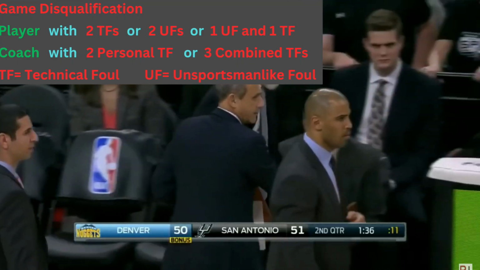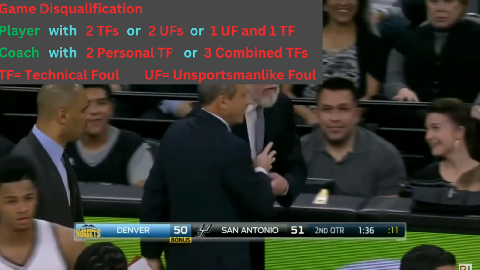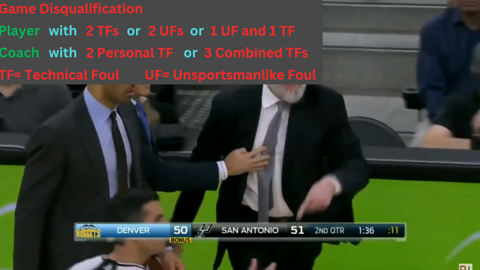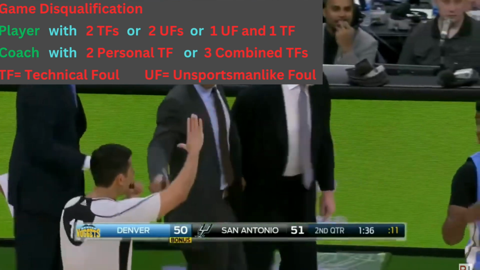If it's a head coach, then a coach with 2 personal technical fouls or 3 combined technical fouls, meaning a personal technical foul with bench technical fouls, or 3 bench technical fouls.